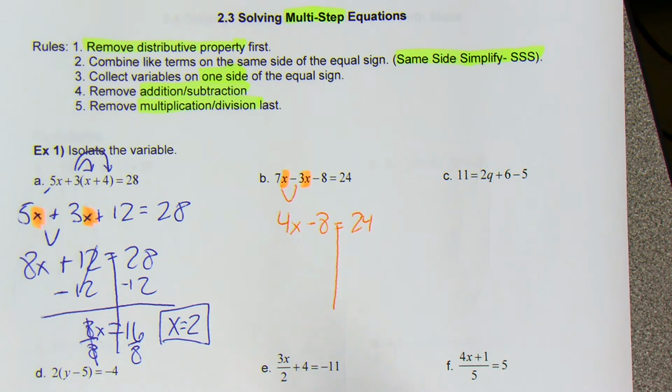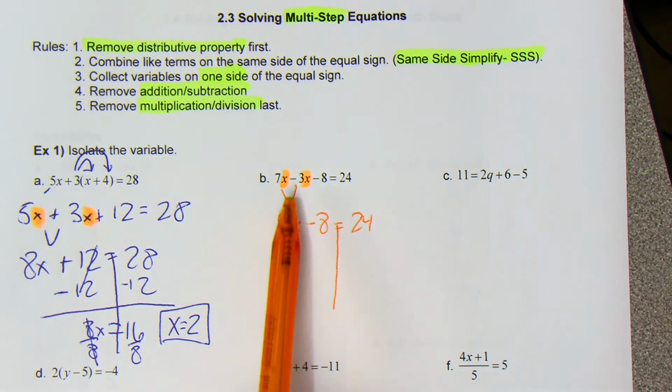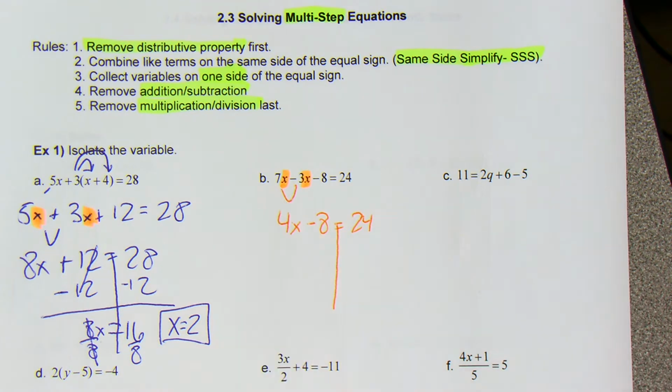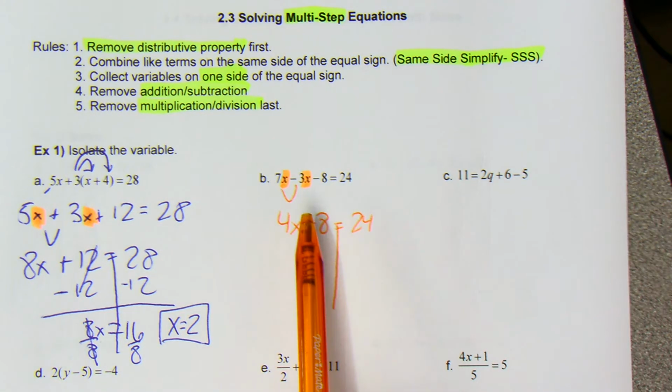Okay, so as when we started this problem before, we realized there was no distributive property in this problem, so I do not need to worry about that. But there are like terms on the same side of the equal sign that I can combine. I need a same side simplify. That's my second rule. Okay. So when I same side simplified, I got 7x minus 3x.